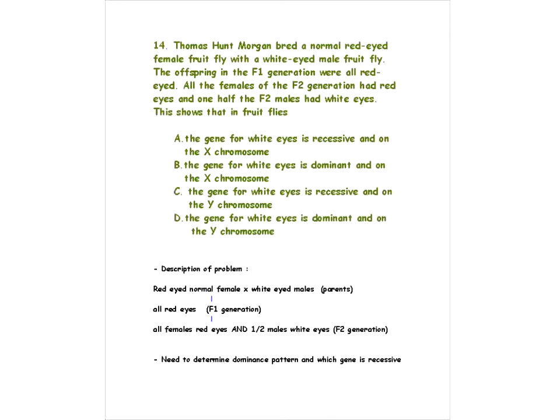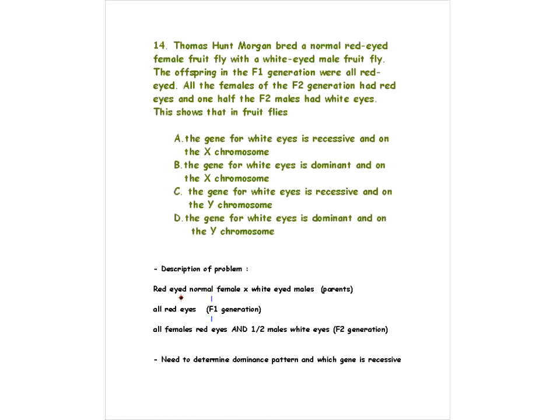This shows that in fruit flies, okay, so we've got different possibilities going on. It's asking us whether the gene for white eyes is recessive or whether it's dominant. Is it on the X chromosome? Is it on the Y chromosome? So let's first of all look at an overall description of the problem. I find sometimes just setting up a diagram for certain questions like this one helps us to keep track of what's going on.